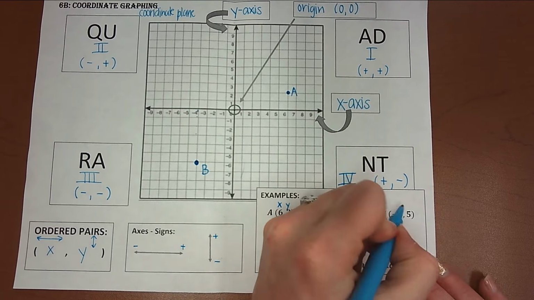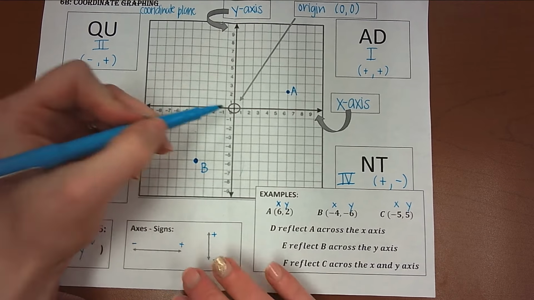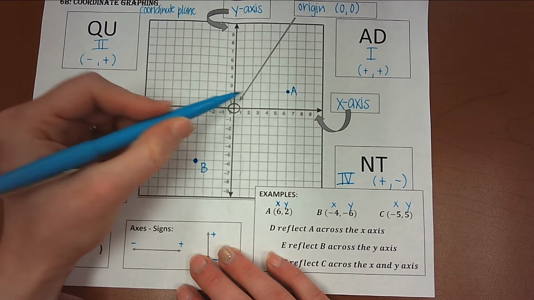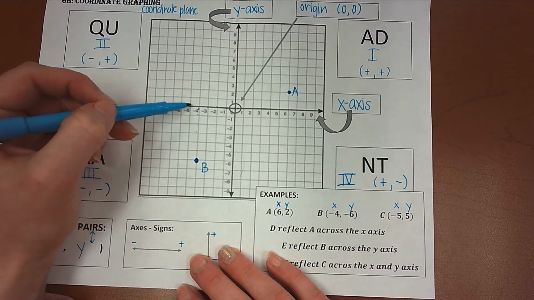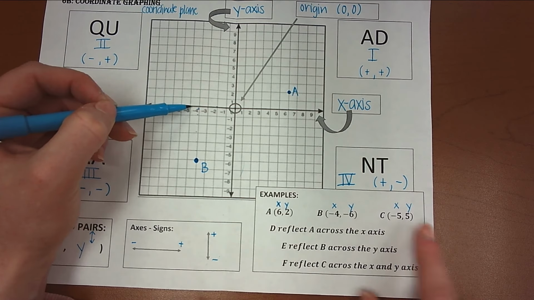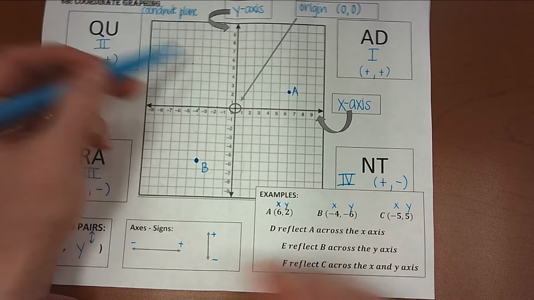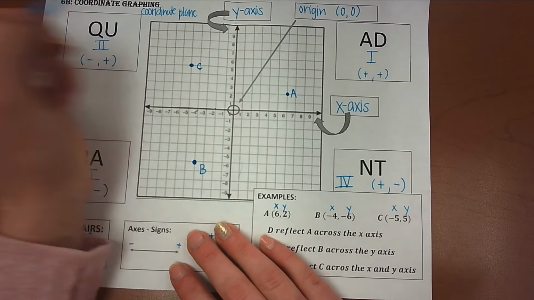Hopefully you recognize -5 is our x value and 5 is our y value. So starting at the origin, you went -5, so we moved left 5 on our x-axis first. 1, 2, 3, 4, 5. And then +5 on the y meant we go up from here, up from the x-axis 5 spaces. 1, 2, 3, 4, 5. And we plot our point C.